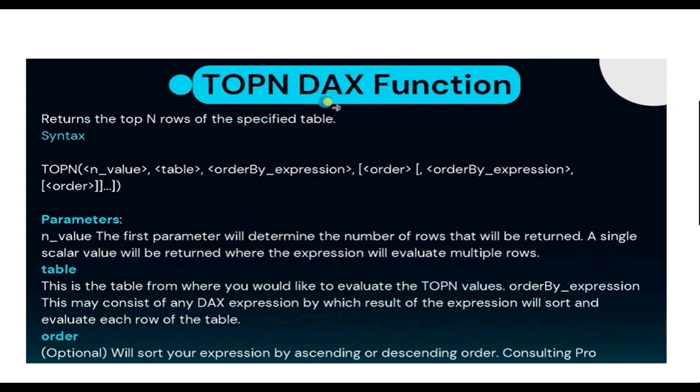A single scalar value will be returned from where the expression will be evaluated over multiple rows. Table is the table from which you would like to evaluate the top N values. Order by expression may consist of any DAX expression by which the result of the expression will be sorted and evaluated for each row of the table. And the next one, order, is optional. It will sort an expression in ascending or descending order where you really require it.